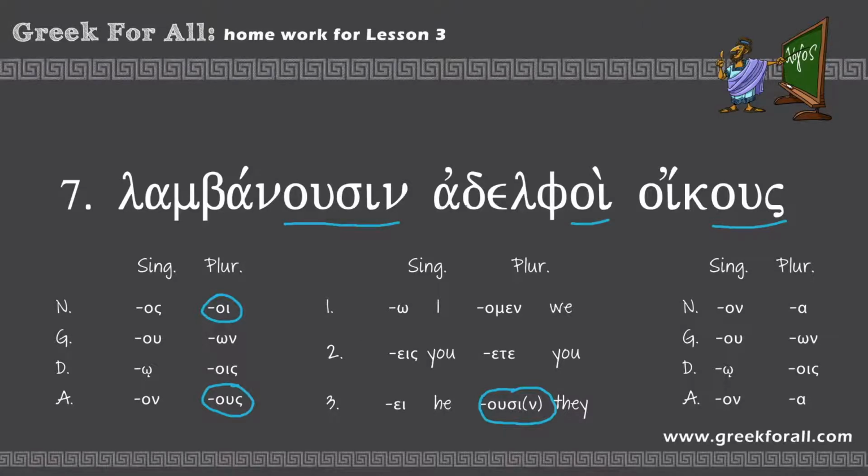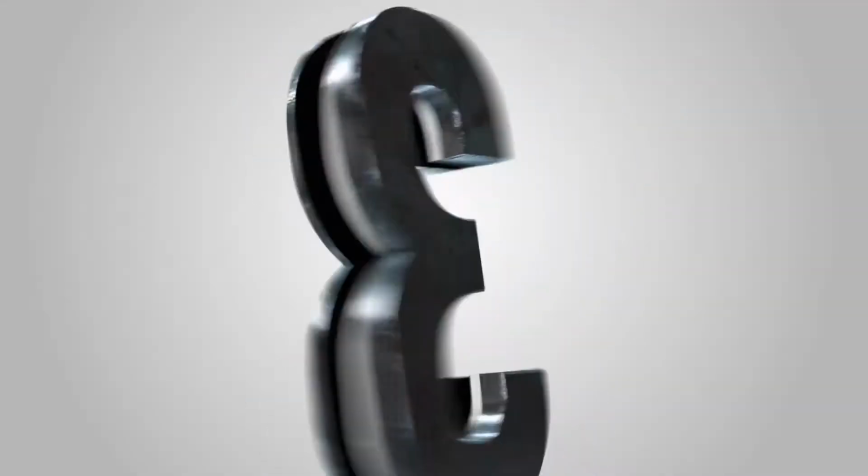So we translate this as brothers receive. This is our subject, direct object, and our verb. When we translate, we put the subject in the first place, and then the verb, and then the direct object. So now let's translate this. Brothers receive houses.